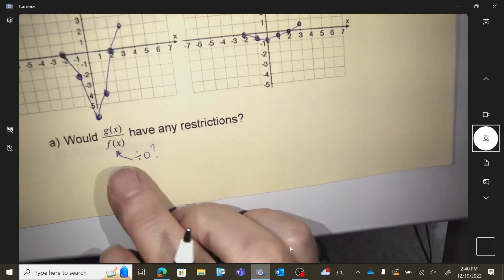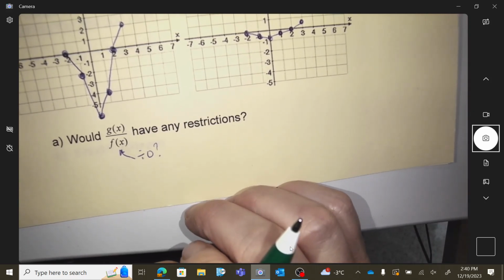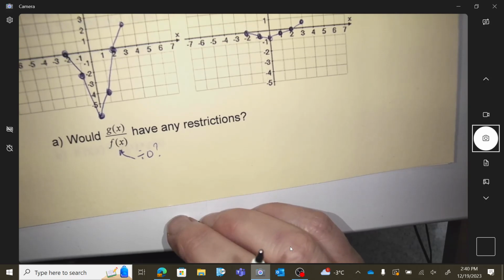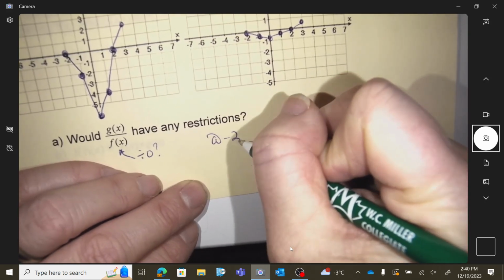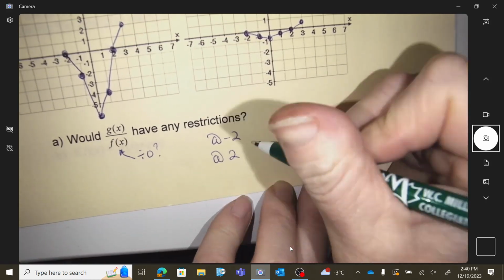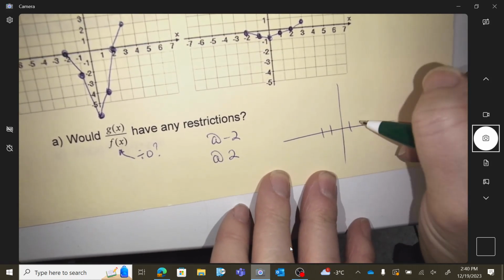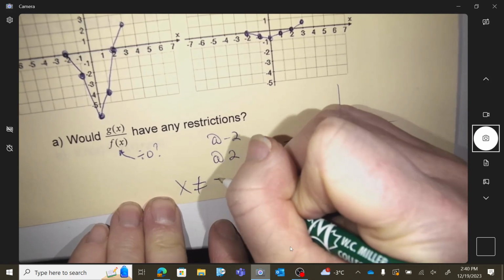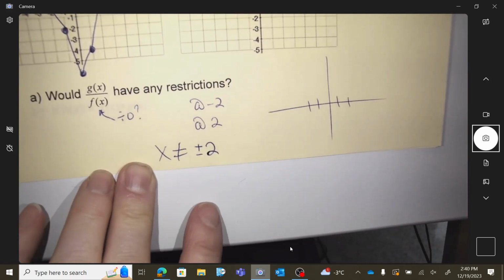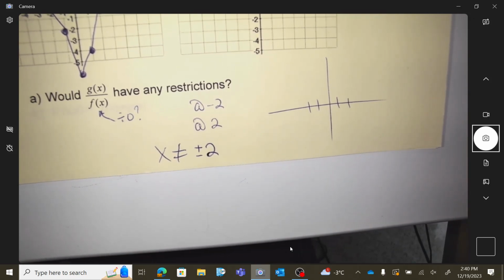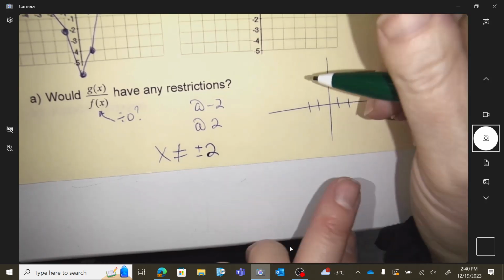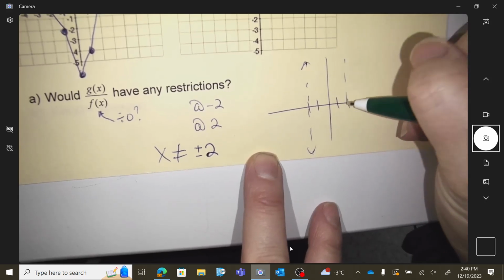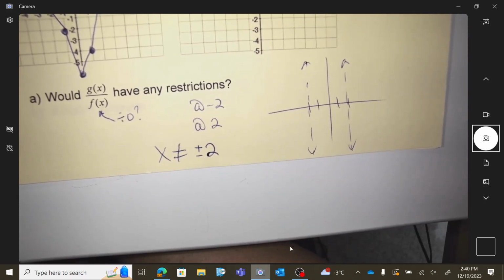Are there any places where f of x is 0? At -2 and at 2. So yeah, there would be restrictions. So if you had to have graphed that, what do you think would be on your graph? You would have vertical asymptotes. Okay?